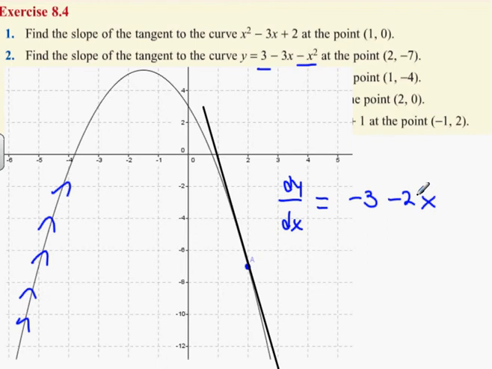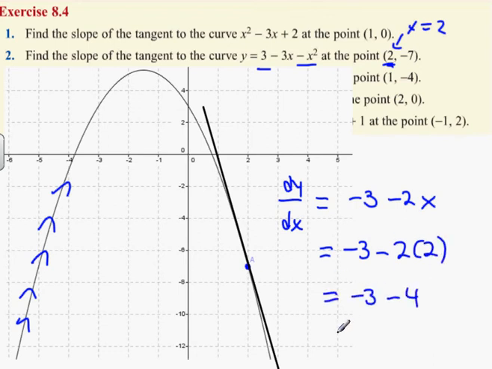It's down 7, across 1. Look what happens here. Put in the x value of 2, because you know the x value is 2. So put in that x value, and what happens? Minus 2 times 2. The slope is minus 4... so what have you learned from this? The first derivative is a formula for getting the slope. It will get you the slope at any point you want.